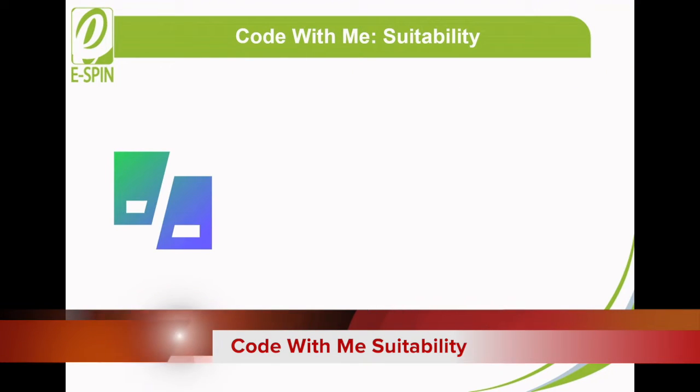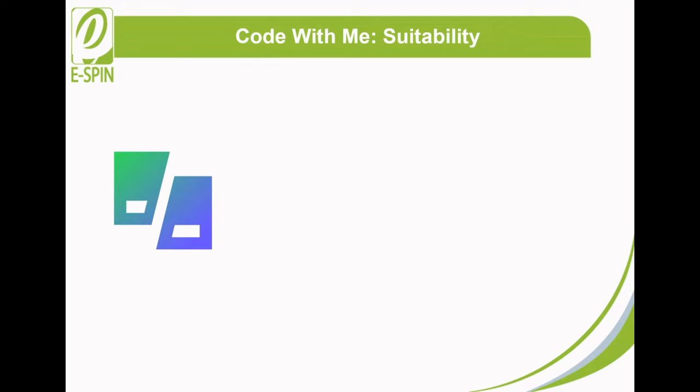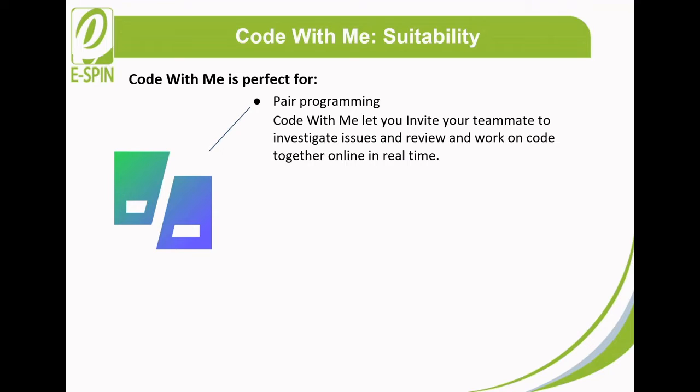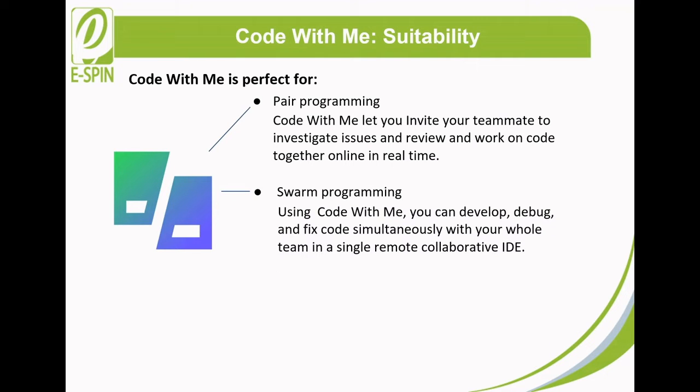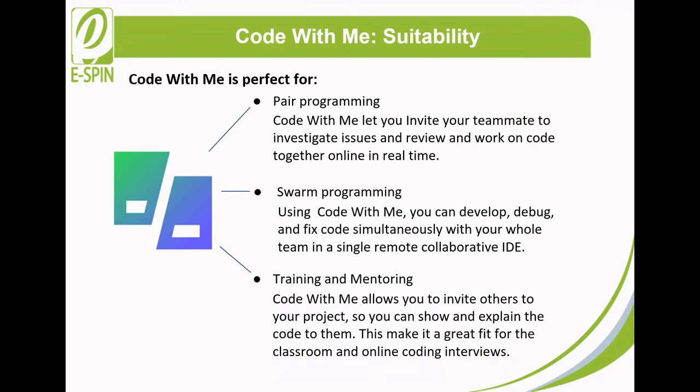Code With Me is an ultimate collaborative development tool by JetBrains that is ideal for pair programming. Code With Me lets you invite your teammate to investigate issues and review and work on code together online in real time. Swarm programming. Using Code With Me, you can develop, debug, and fix code simultaneously with your whole team in a single remote collaborative IDE. Training and mentoring. Code With Me allows you to invite others to your project so you can show and explain the code to them. These make it a great fit for the classroom and online coding interviews.